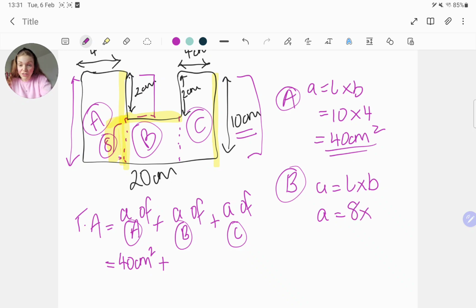8 times the breadth. So we know the whole horizontal, so the whole horizontal is 20. This part is 4 and this part is 4. Okay, so that means if this is 20, 4 plus 4 is 8. So we need to know what's left for this part here. Okay, so if the whole thing's 20, 4 and 4 gives you 8. 20 minus 8 gives you 12. So that must mean that this is 12 centimetres. Okay, so 8 times 12 is 96 centimetres squared. So B is 96 centimetres squared.